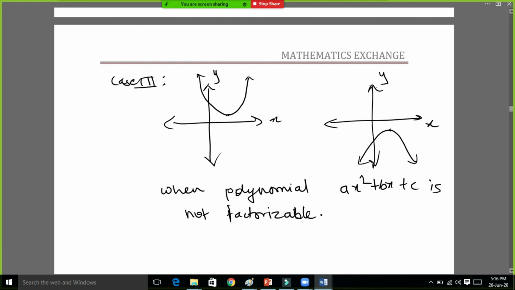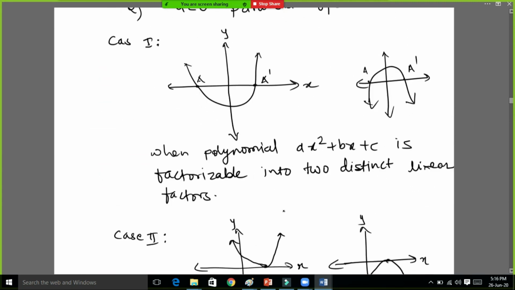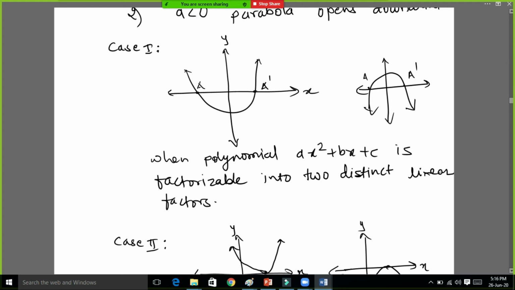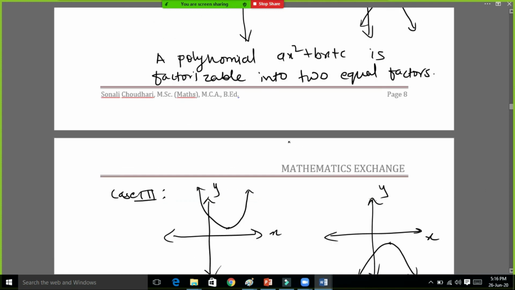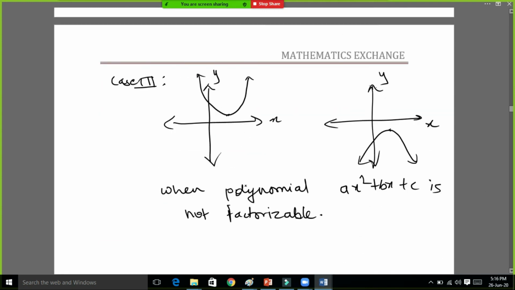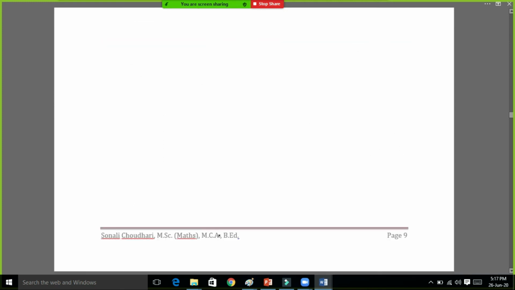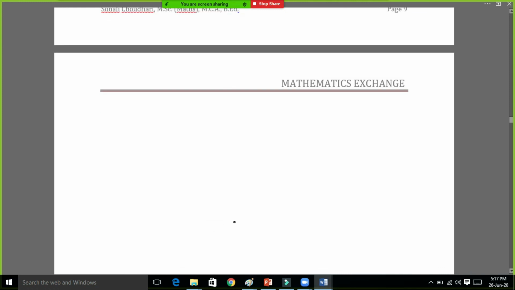So the first case, I am repeating, tells that whenever the polynomial or the curve intersects the x-axis at two distinct points, it has two distinct linear factors. Case 2 is that when the parabola intersects the x-axis at a single point, it has two equal factors. And case 3 is that when the polynomial is not factorizable, its curve lies above or below the x-axis, meaning the factors are non-real numbers. So this is all about the geometric representation of quadratic polynomial.